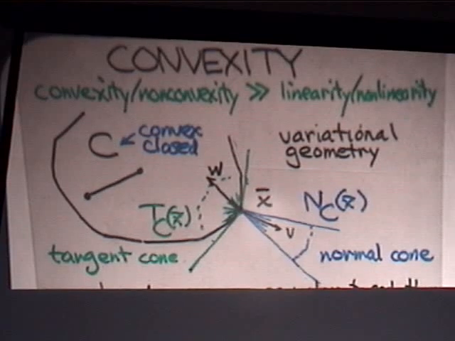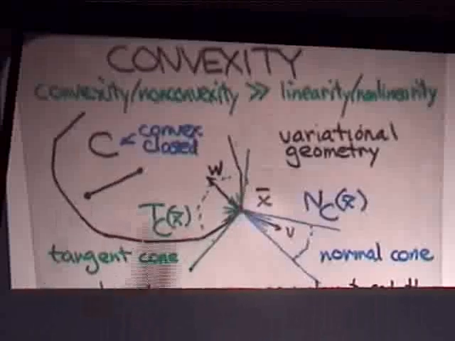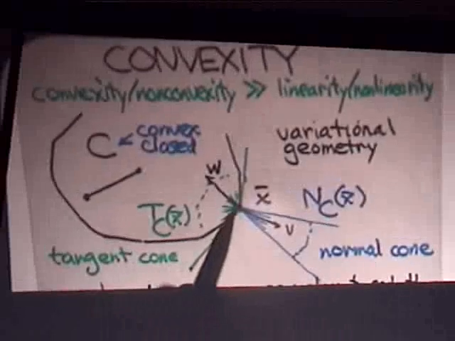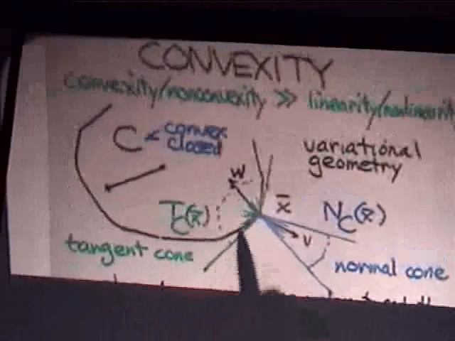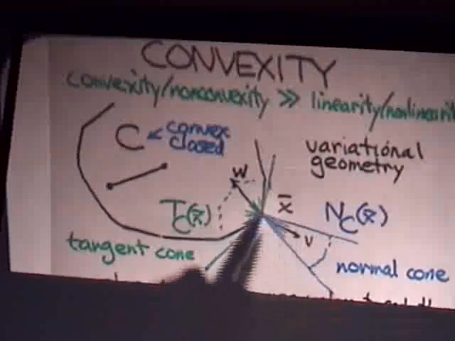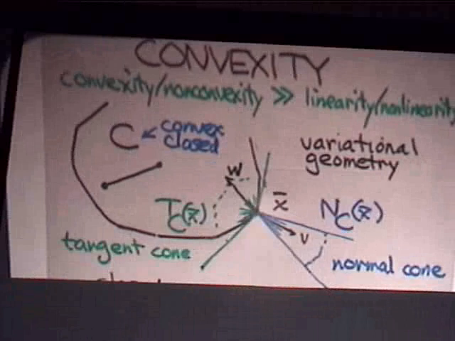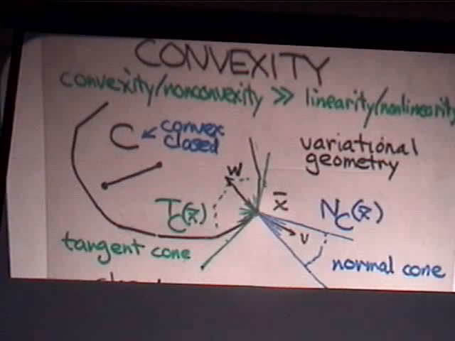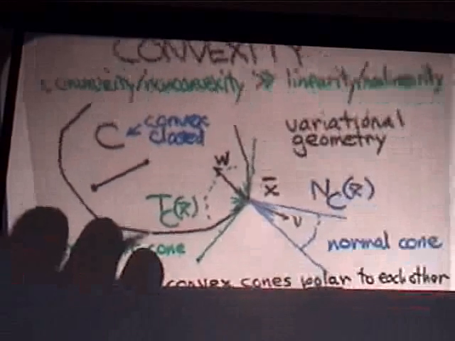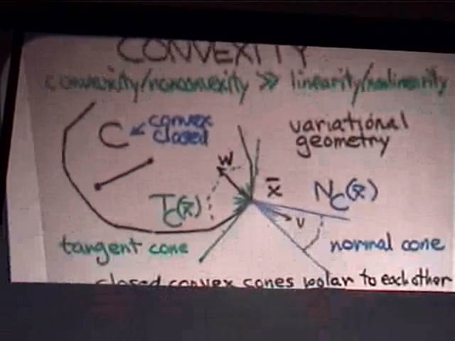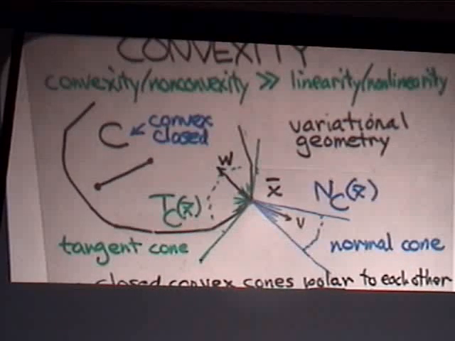So in my picture, I've drawn the two objects that are associated with this set at a particular point x bar. One is the so-called tangent cone. It's a closed convex cone corresponding to all these green things. And on the other hand, there's the normal cone, constituted by all these blue things. There's a direct definition. You'll see it in a second. But this is the picture.